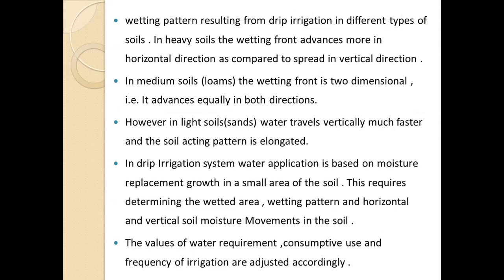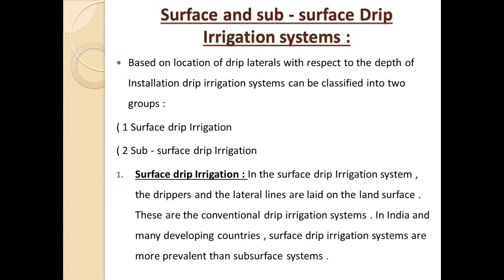In a drip irrigation system, water application is based on moisture replacement in a small area of soil. This requires determining the wetted area, wetting pattern, and horizontal and vertical soil moisture movements in the soil. So the values of water requirement, consumptive use, and frequency of irrigation are adjusted accordingly. Next is surface and subsurface drip irrigation system.